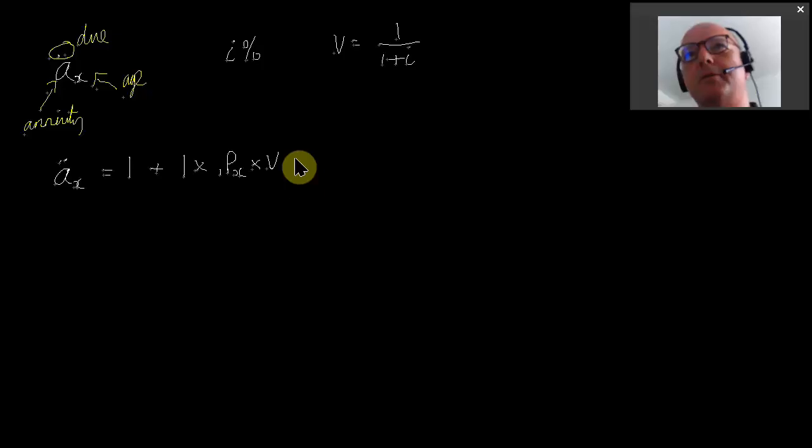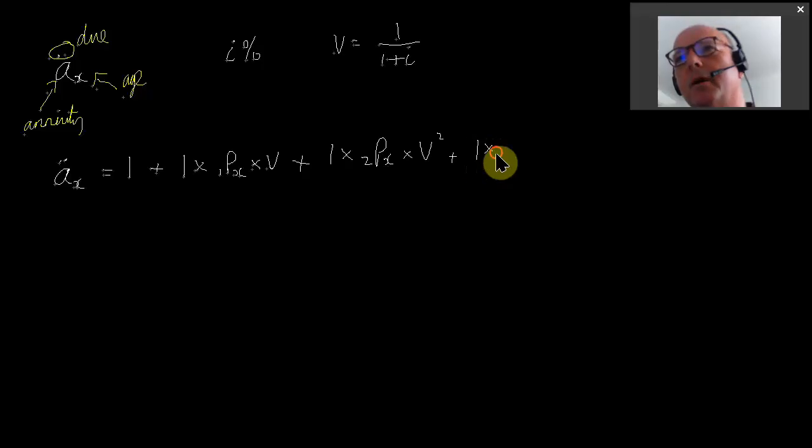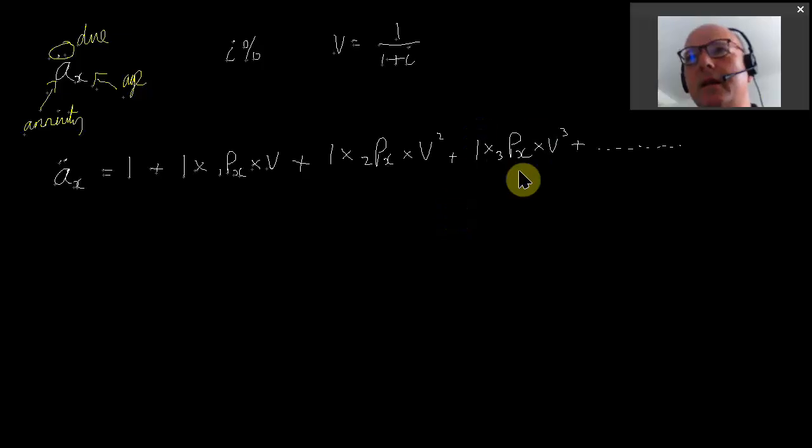Okay, then what about 2 years? Plus 1 times 2px times v squared. See how it's working? Plus 1 times 3px times v cubed. And it goes on forever. Eventually these values will be 0. So by the time that's 100, they'll basically be 0. And most actuarial tables run out at about 100. And if you're age 65 at this point, it's going to run out after about 35 years. But that is the formula for an annuity.